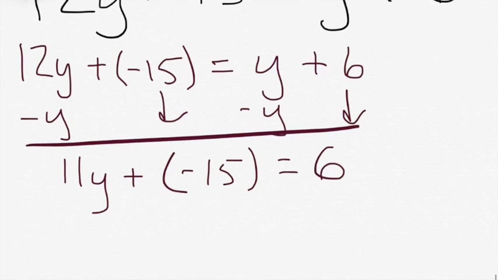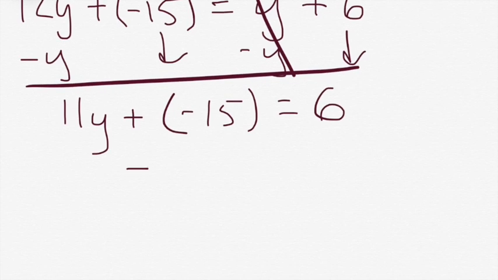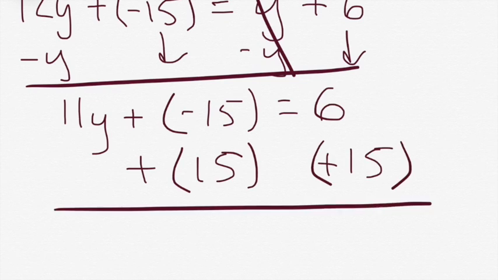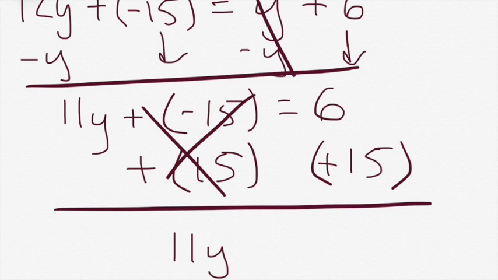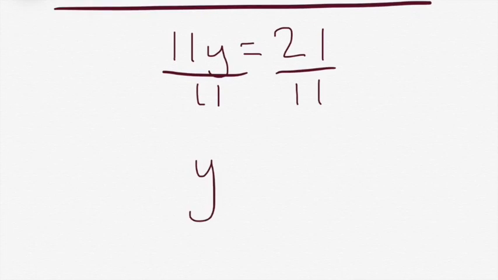Now that we've isolated our y's on the one side, let's get them by themselves. And so we're going to make a 0 pair with that negative 15. As we add a negative 15, we're going to add a 15 to both sides to get rid of that. So 11y is going to be equal to 6 plus 15, and 6 plus 15 is 21. And now that we have that, we can divide by 11 to get y completely by itself, and y is going to equal another fun fraction, 21 over 11.